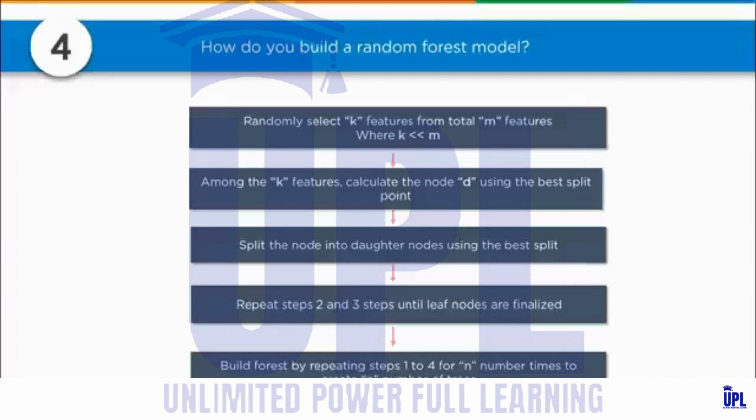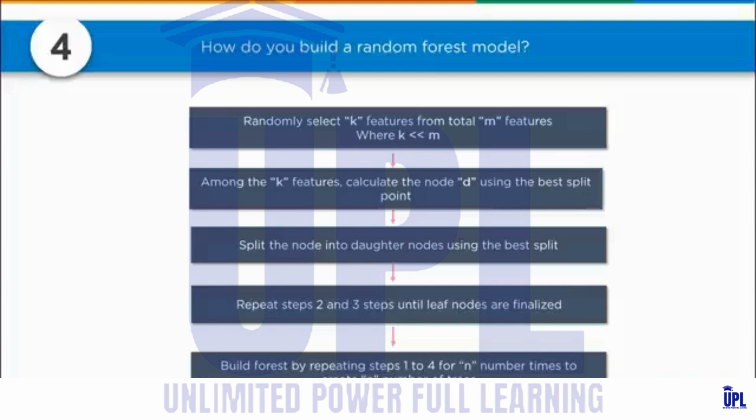Randomly select k features from a total of m features, where k is less than m. Among the k features, calculate the node D using the best split point. Split the node into daughter nodes using the best split. Repeat steps 2 and 3 until leaf nodes are finalized. Build forest by repeating steps 1 to 4 for n number of times to create n number of trees.